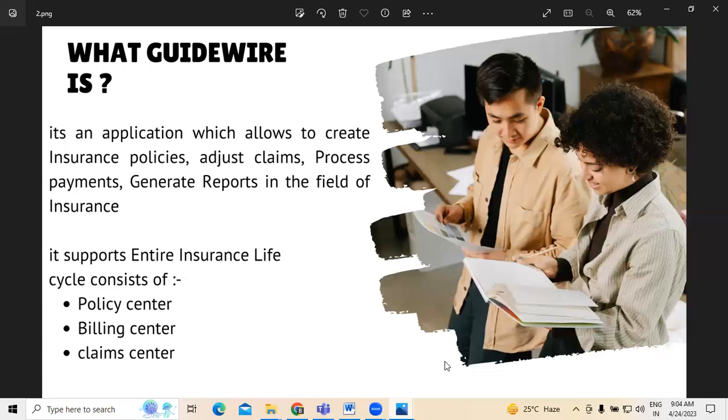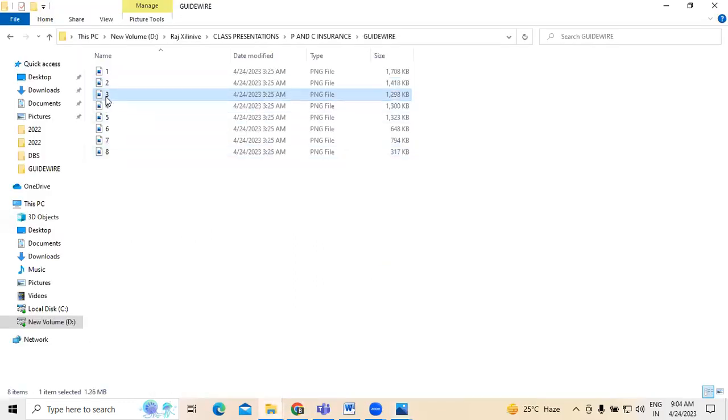Again, Guidewire usually has three different services or features under it. One is PolicyCenter, the second is BillingCenter, followed by ClaimCenter. So these are the three different things that will be there in it.